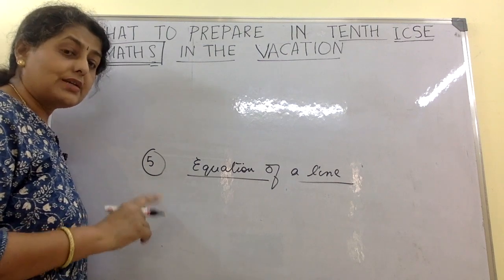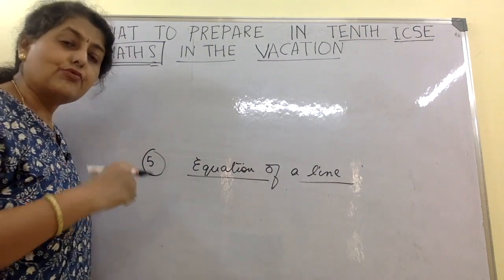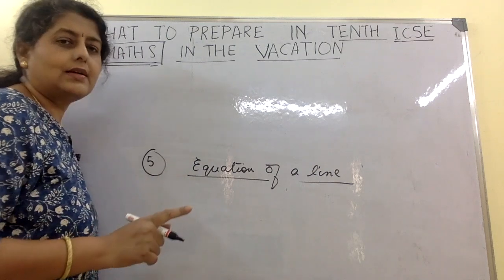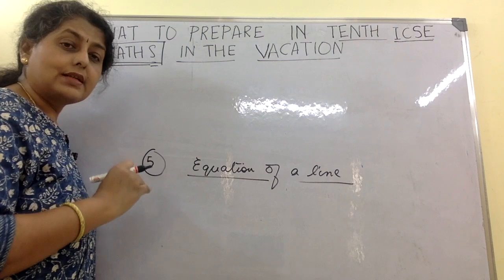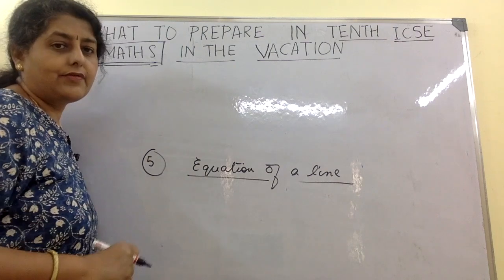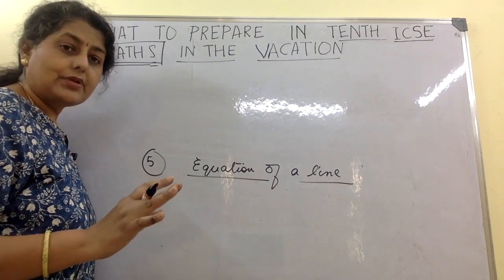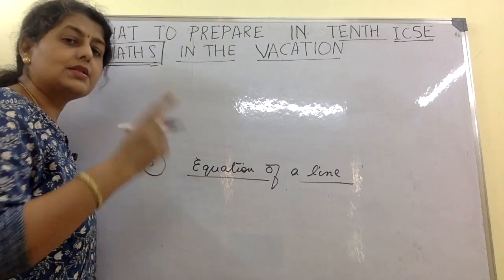So see to it that you have done one round of practice from equation of a line in the vacation. It should not come to you as a completely new thing in the month of November or December. Then you'll be in trouble. So that is why I'm saying easy chapter, scoring chapter, needs practice, do it now.